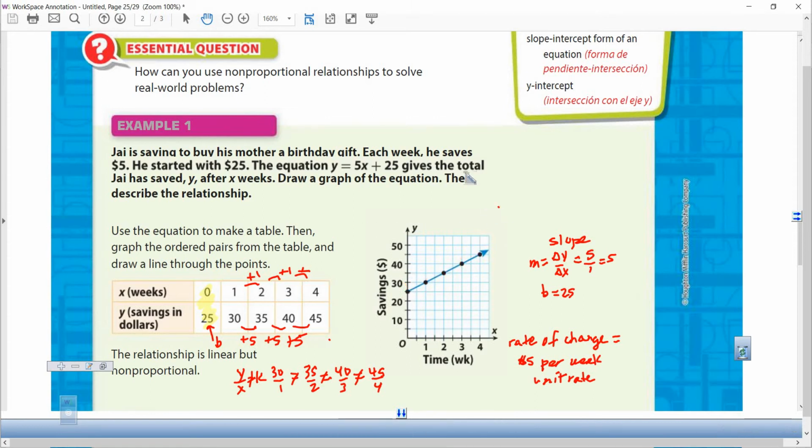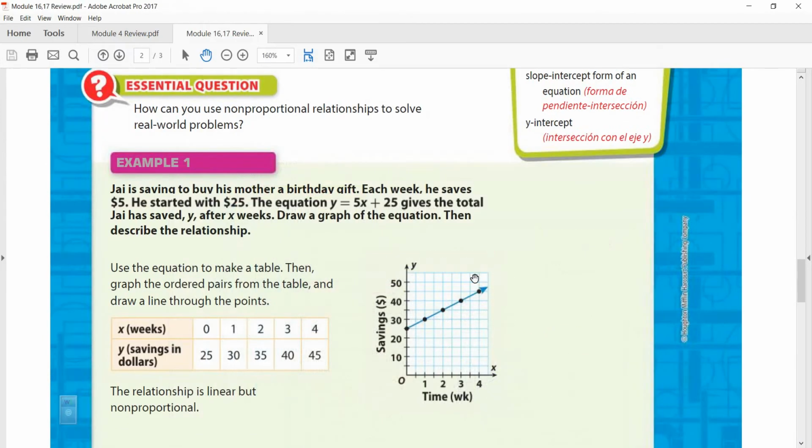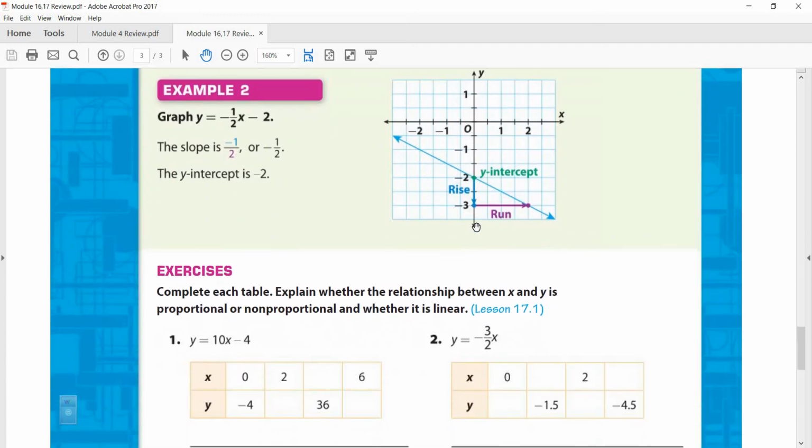And again, we would know that because when we graph our line, it is linear. That's what makes it a line, but it does not go through (0, 0). So this is a linear, non-proportional relationship. So instead of y equals kx, now it's y equals mx plus b, again, where m is the slope and b is the y-intercept. In this case, our slope was 5, and our y-intercept was 25. That is the equation right there. It starts at 25, and it goes up 5 every week. Okay? All right. Well, let's look at some problems.